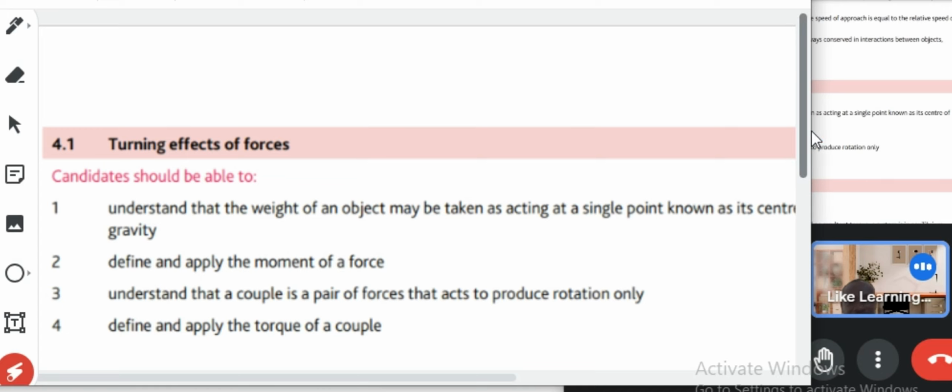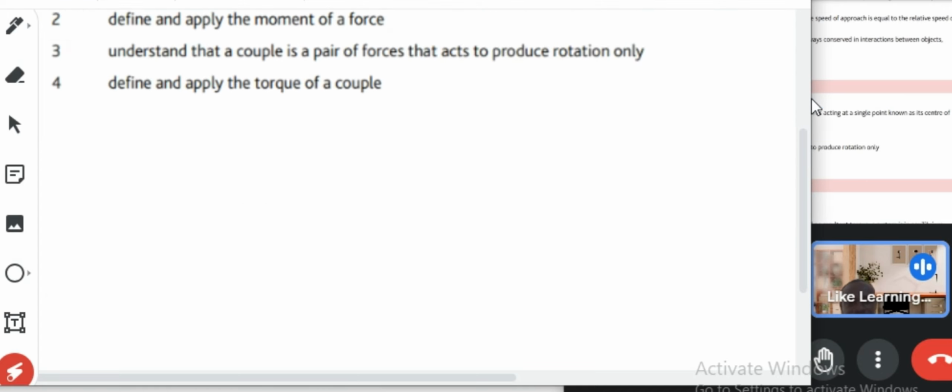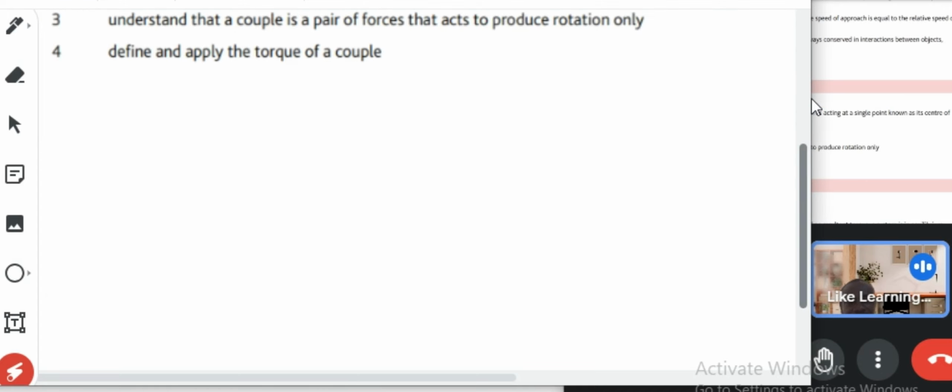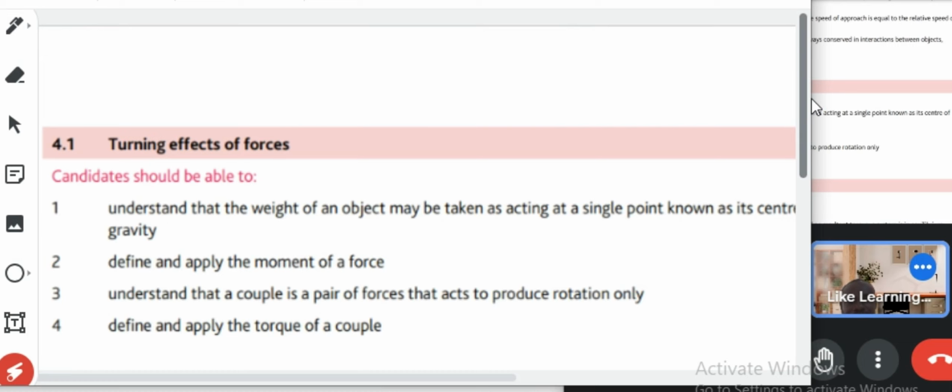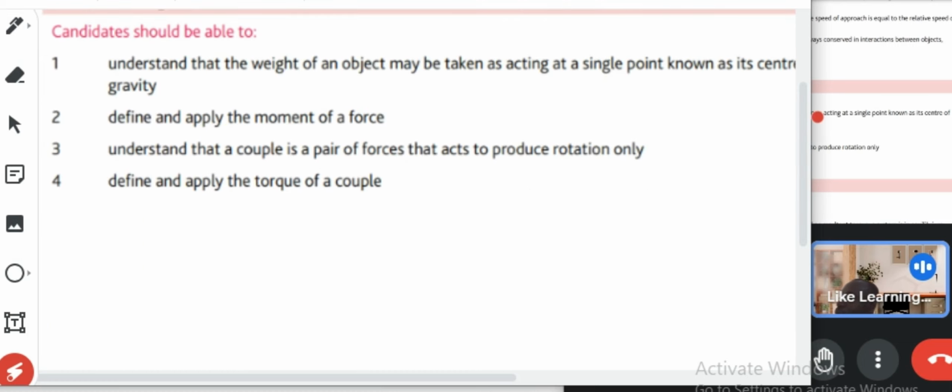Let's start with the center of mass or center of gravity. Do you know what the center of mass is or the center of gravity is?